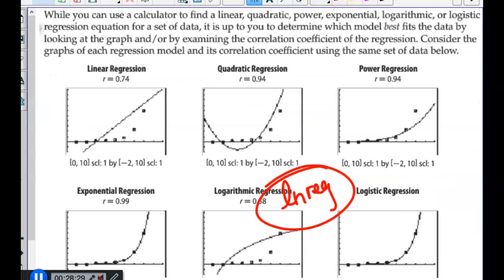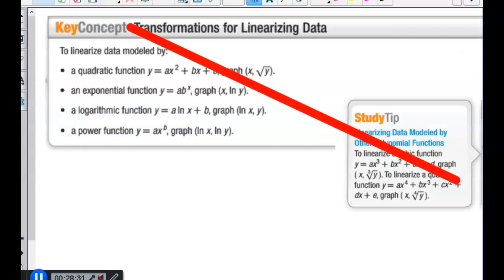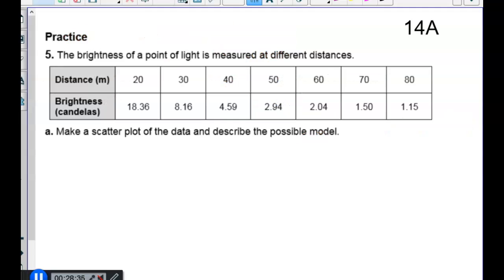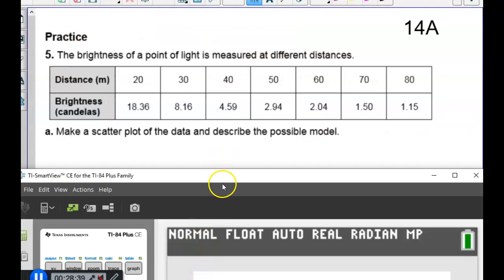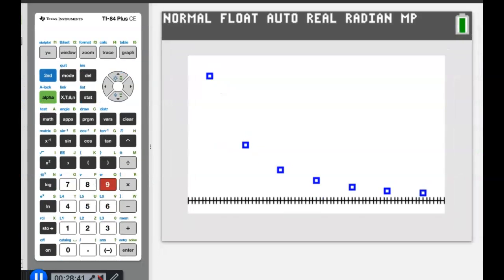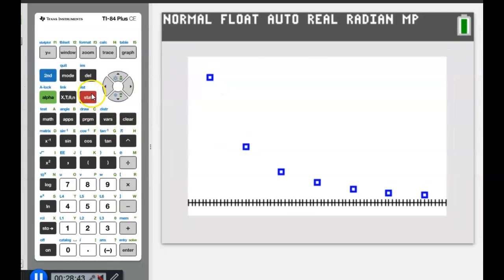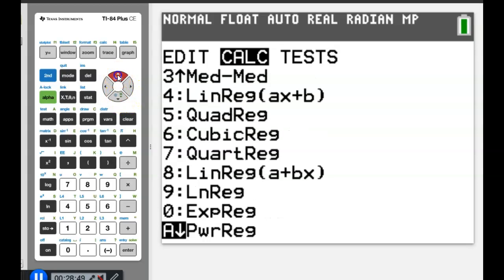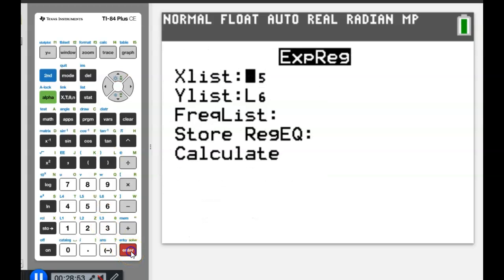So if I go back here and we call this exponential decay, what will happen is I'm going to pick exponential, stat, right arrow, and exponential regression. I think this will work. Sound so confident, don't I? 3 and 4, guys, is that where mine were?